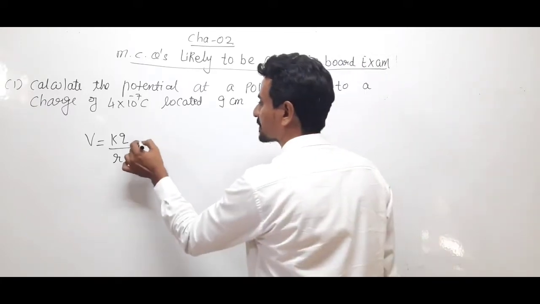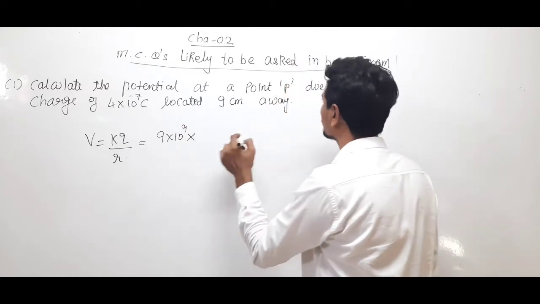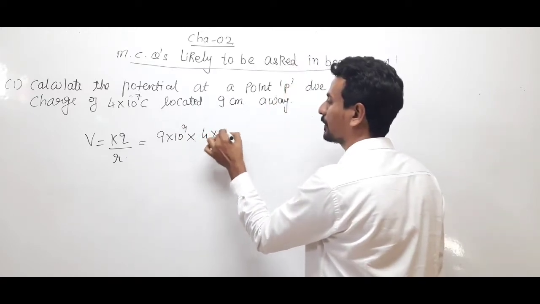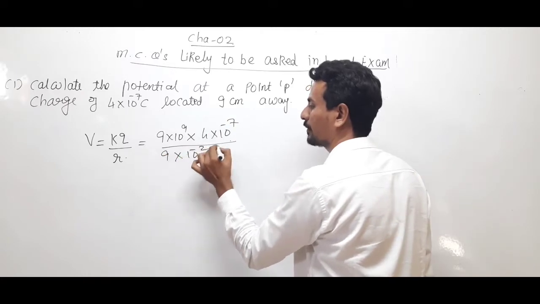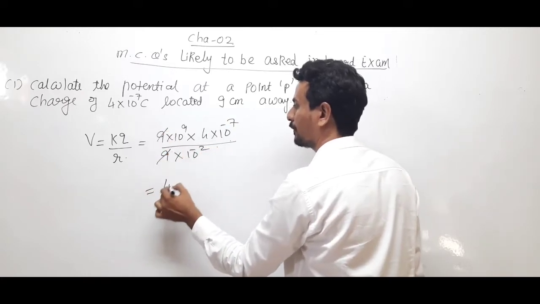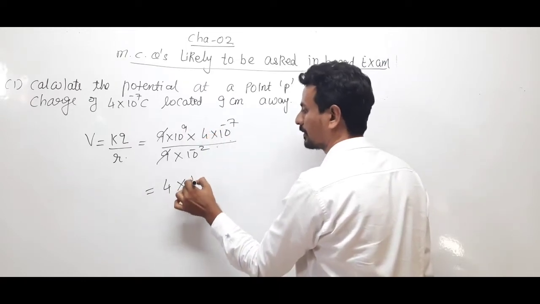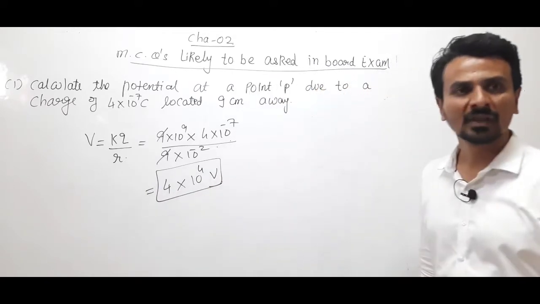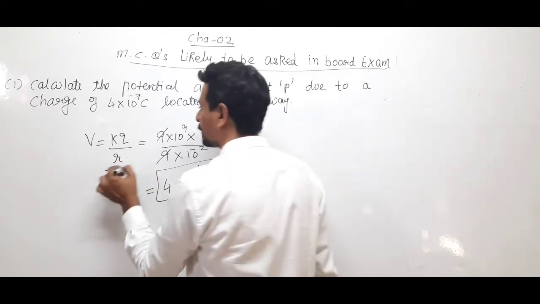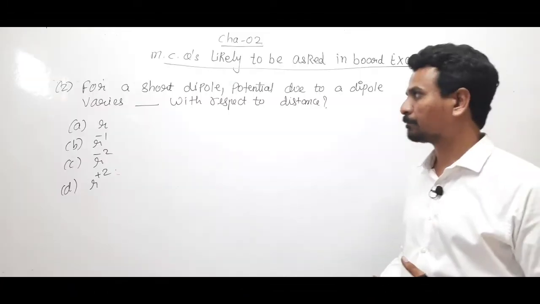Fine. So we just have to substitute the values. K is 9 into 10 raised to 9, Q is 4 into 10 raised to minus 7, upon r, that is 9 into 10 raised to minus 2. So this will be 4 into 10 raised to 11 minus 7, 10 raised to 4. Got it? Clear? Because potential due to a point charge is kq by r. Then the next one.